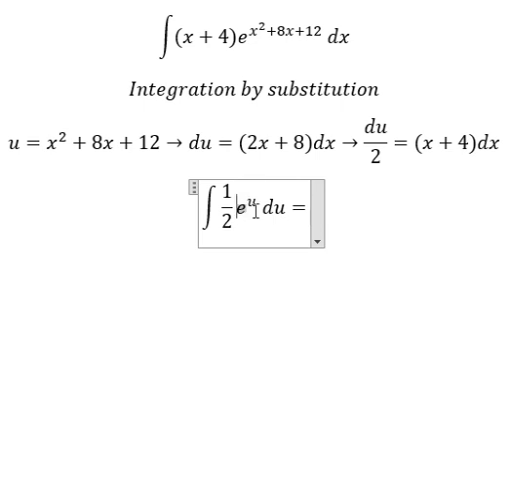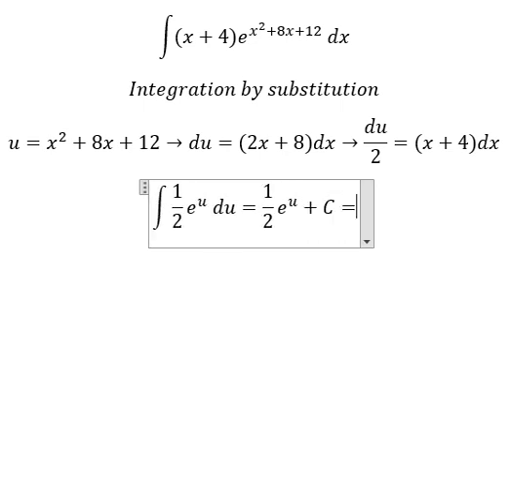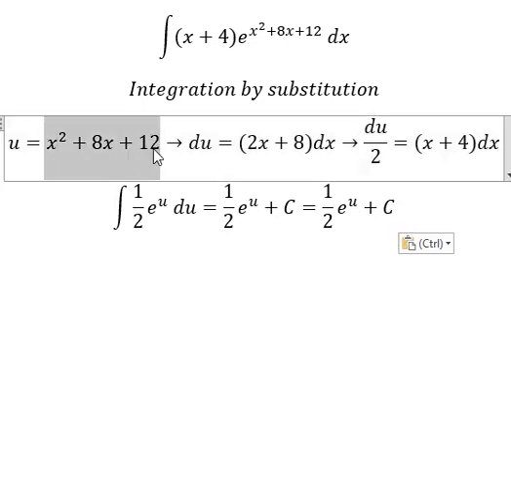So the integration of this one, we have e to the power of u, and I will put plus c. About u, that is about this one.